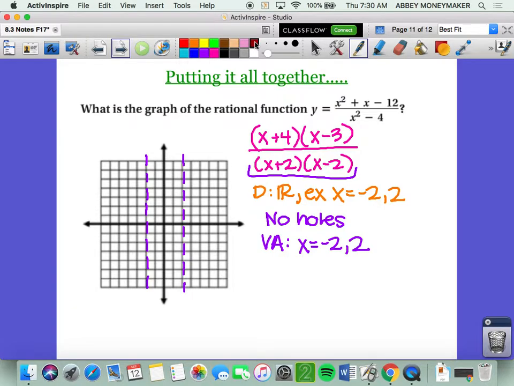So nothing cancels, unfortunately. So let's go ahead and find our x and y-intercept. X-intercept would be (-4, 0) and (3, 0). So I can plot those.